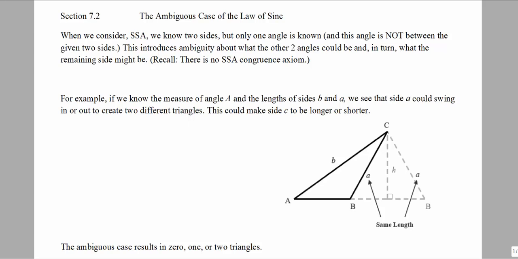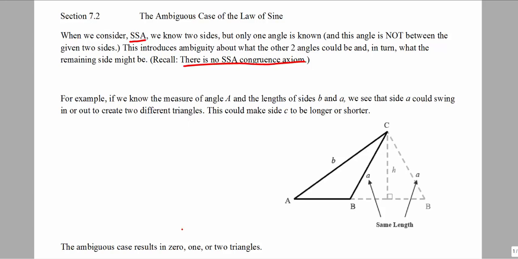In section 7.2, we look at the ambiguous case of the law of sines. As discussed earlier in a previous section, we said that side-side-angle was not one of the congruence axioms. In other words, if we know two sides and then an angle, or an angle and then two sides, we don't know for sure what the other two angles or what the other side would have to be.